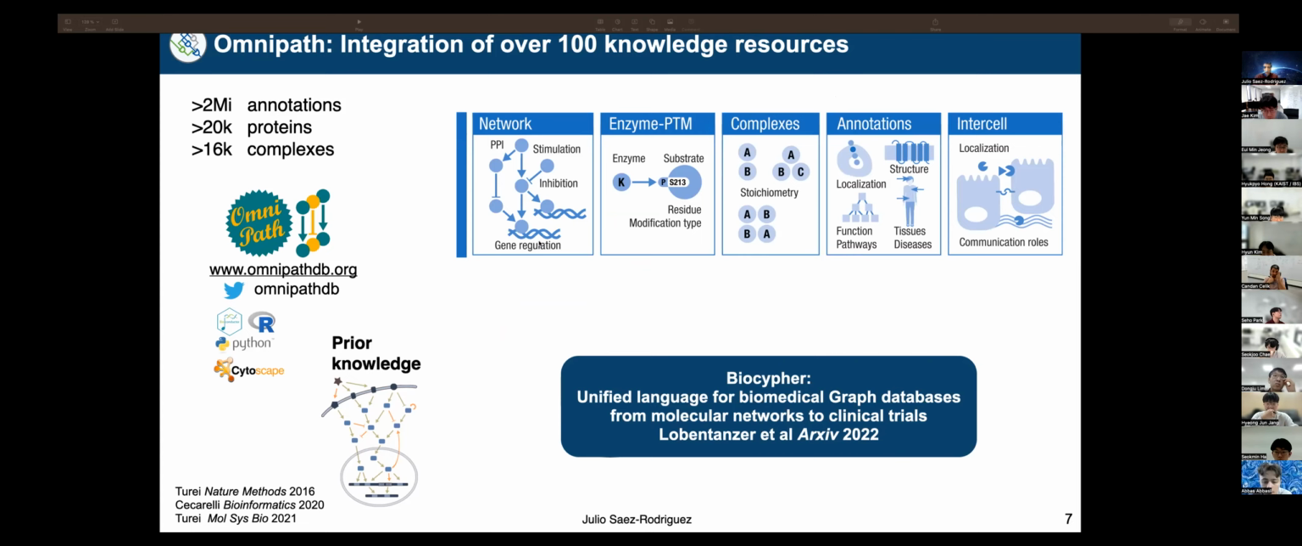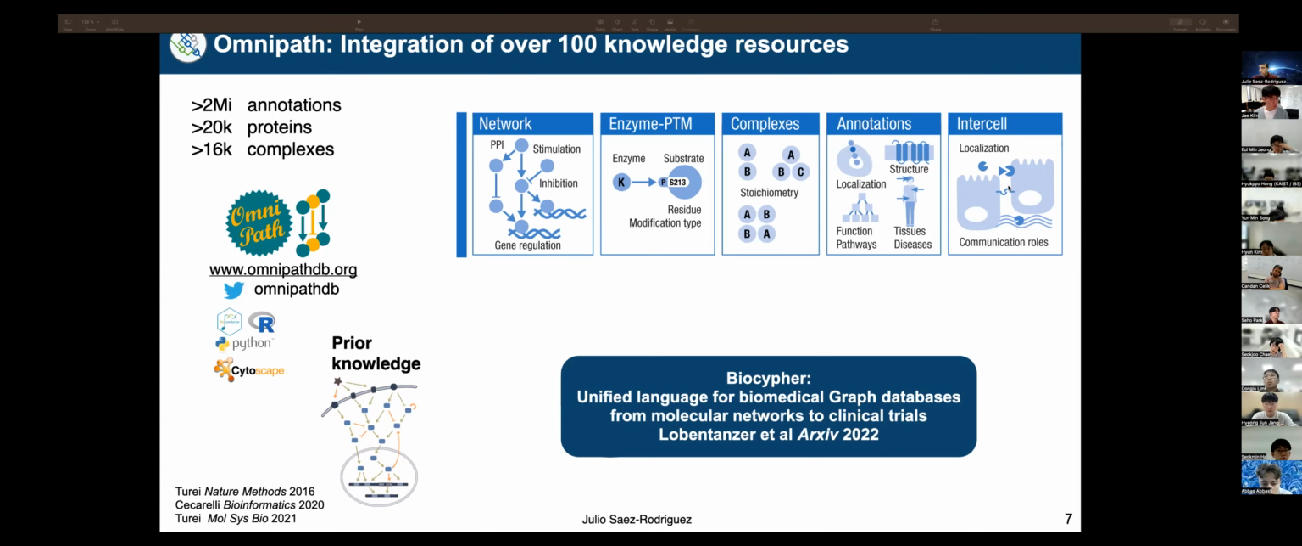OmniPath is a one-stop shop to access over 100 different knowledge resources. We put a strong emphasis on curated knowledge, so knowledge for which we have annotations. We have over 2 million annotations. We started with molecular pathways like networks, but then we extended it to other types of knowledge, such as annotation of localization, or something that will come later when looking at single-cell RNA data, information about cell communication.